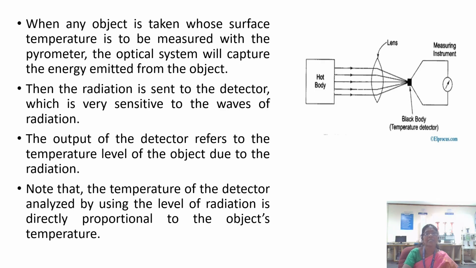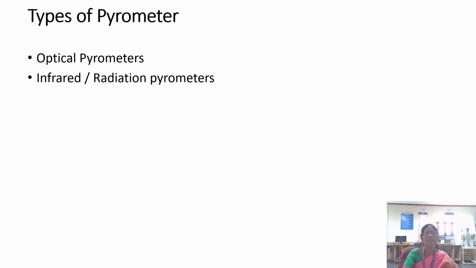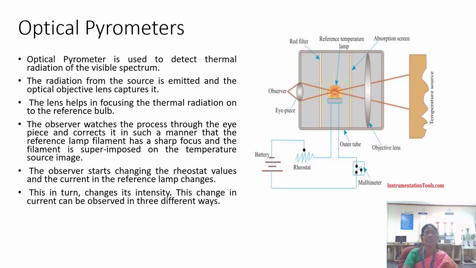When any object whose surface temperature is to be measured is taken with the pyrometer, the optical system will capture the energy emitted from the object. Then the radiation is sent to the detector, which is very sensitive to the waves of the radiation. The output of the detector refers to the temperature level of the object due to the radiation. Note that the temperature of the detector, analyzed by using the level of the radiation, is directly proportional to the object temperature. Types of pyrometers: optical pyrometer, infrared radiation pyrometer.